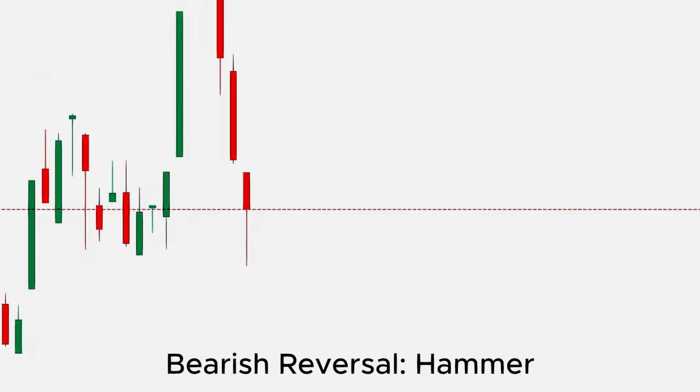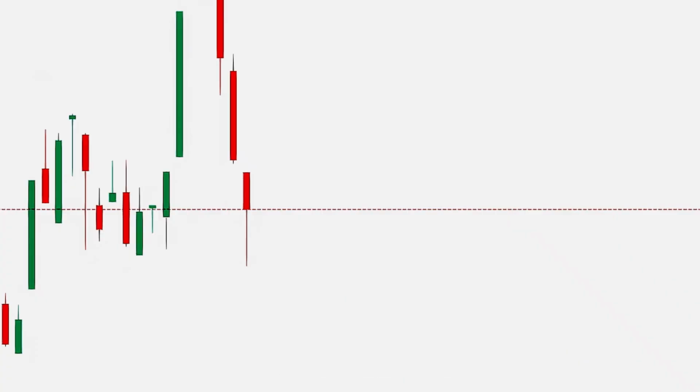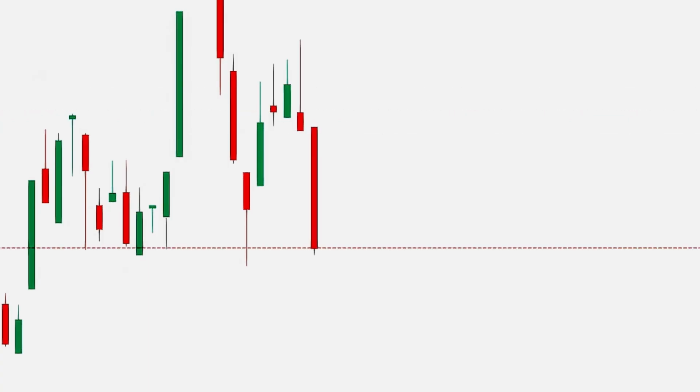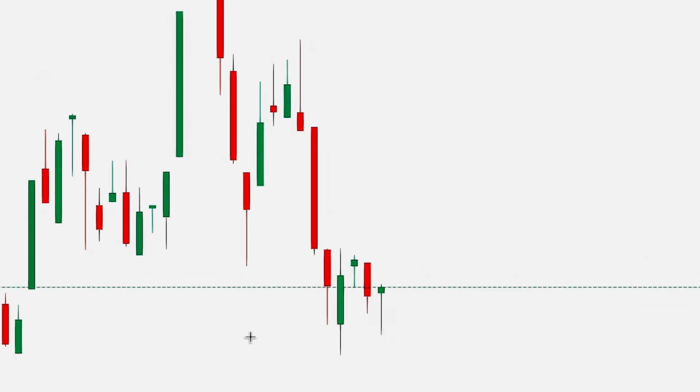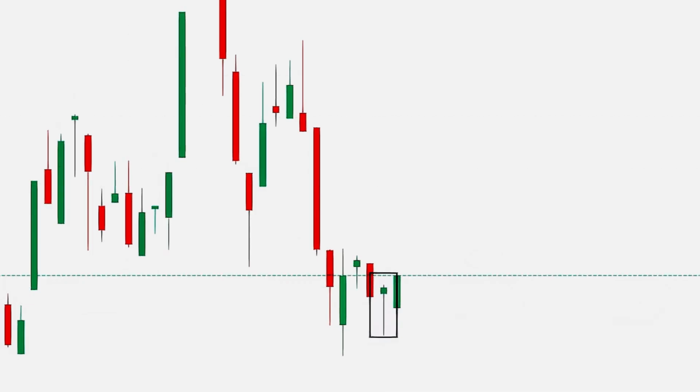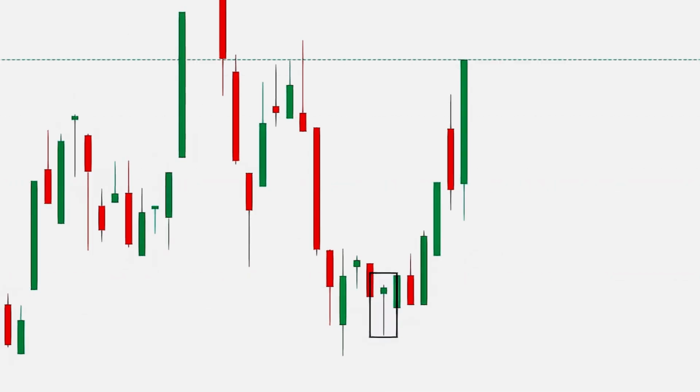Here, the market is in a strong downtrend, showing a series of bearish Marubozu candles. Then, a hammer candlestick appears, signaling potential reversal, and price quickly shifts to the upside.